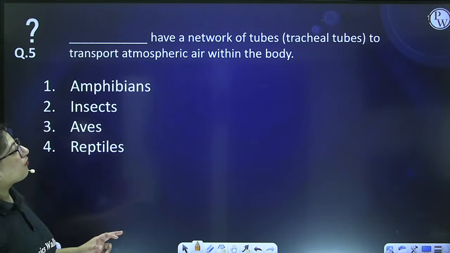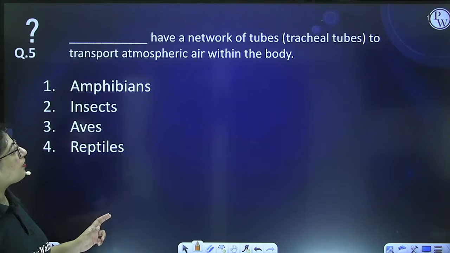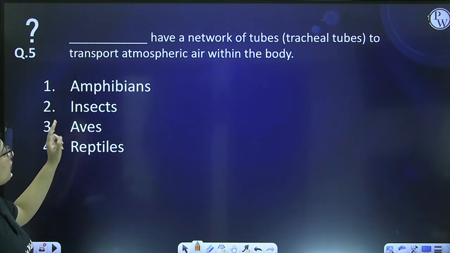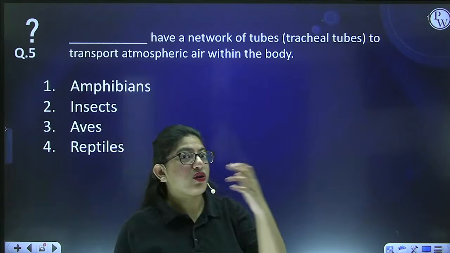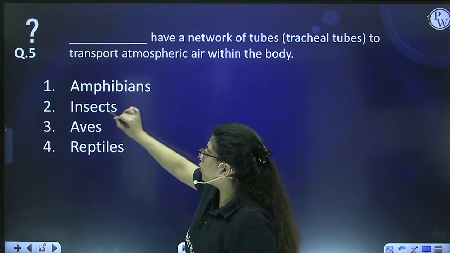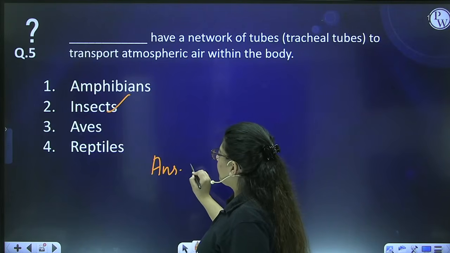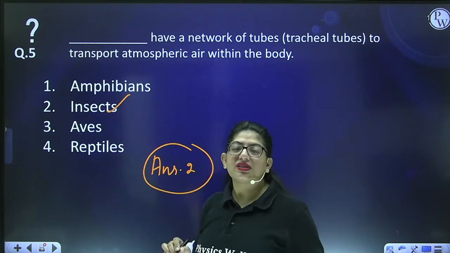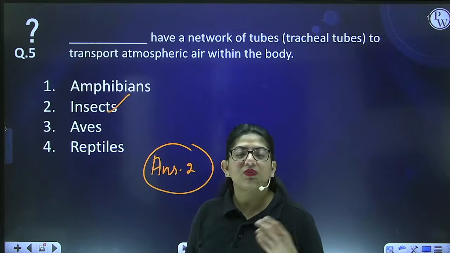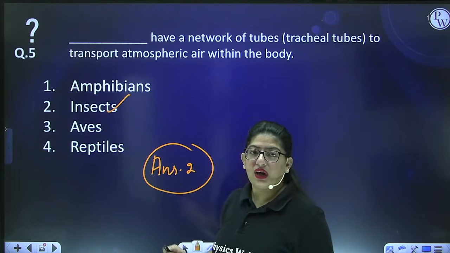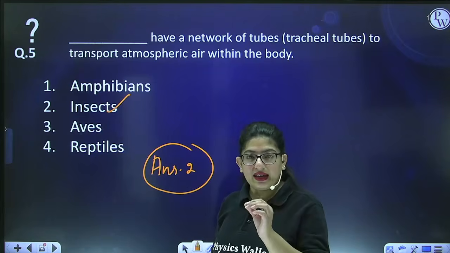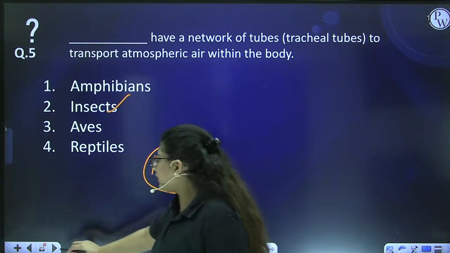Okay. Next one. Dash have a network of tubes to transport atmospheric air within the body. Amphibia, insects, aves, and reptiles. So we are talking about tracheal tubes or trachea, and that's a feature of your cockroach. And cockroach is an insect. Answer is 2. Amphibians respire through lungs, gills, buccal cavity, and even the skin, whereas the aves through lungs, reptiles through lungs. Aves have special air sacs in their lungs.